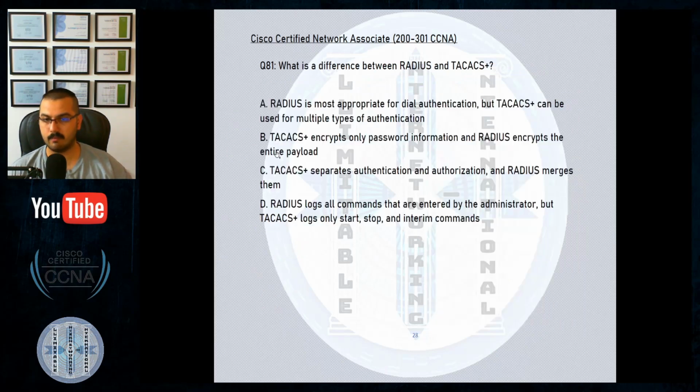Okay, let's see how much we will have more. Question 81. What is the difference between RADIUS and TACACS?